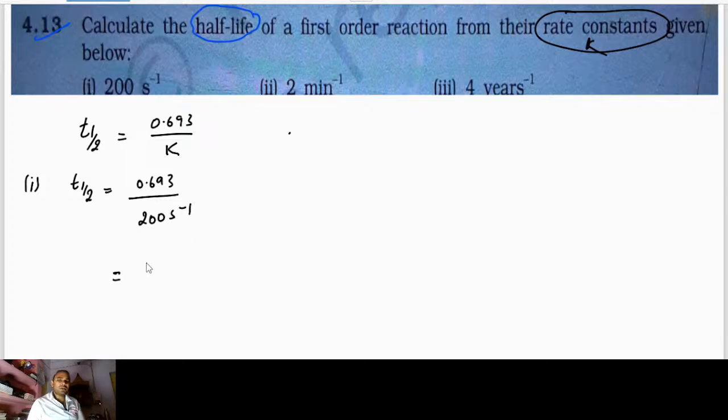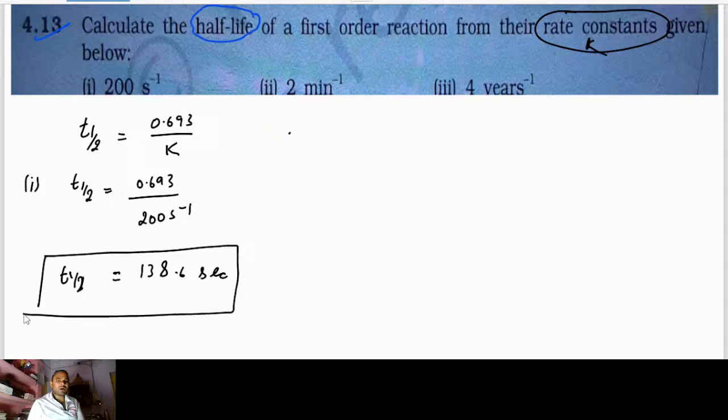So here second will go to the numerator, student. Second inverse will convert into second. So let me solve: 0.693 divided by 200. It is coming 138.6 second. So this is the t half. In this much time the concentration will become half. So the total reaction is completing in, you can say not 200, the rate constant there, so it will be double of it.